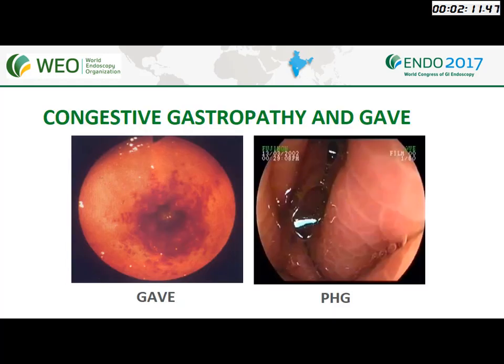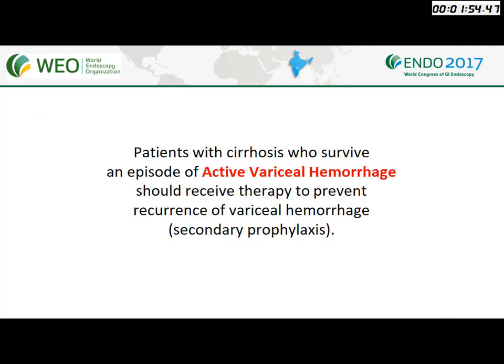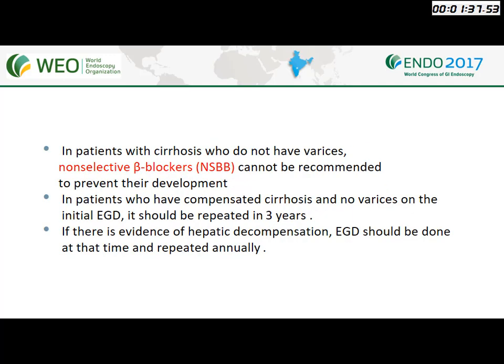Well, congestive gastropathy and GAVE, we use regularly argon plasma coagulation, or APC. Some use band ligation, and of course, medication. Okay, a patient with cirrhosis who survived the first episode of acute variceal bleeding should receive therapy to prevent the recurrence of variceal hemorrhage. This is secondary prophylaxis.